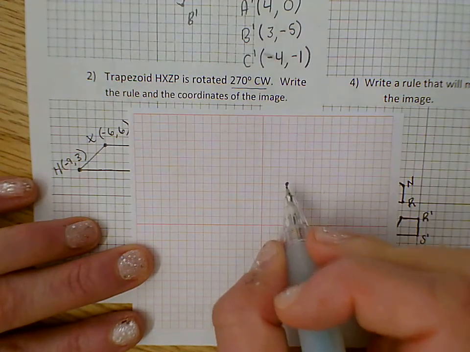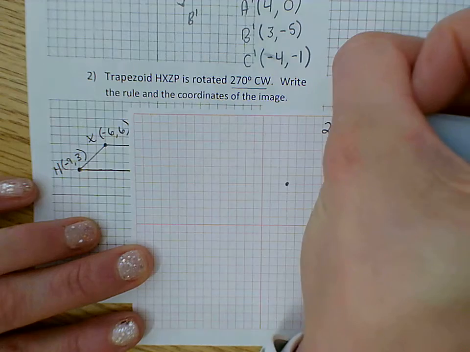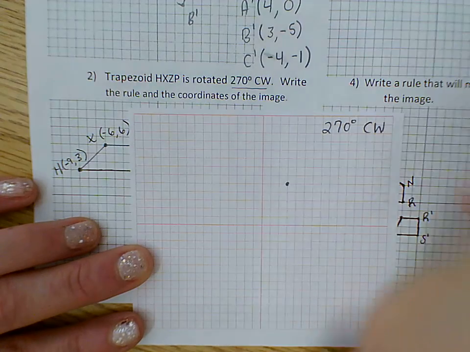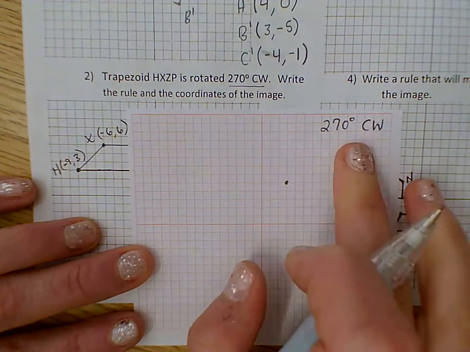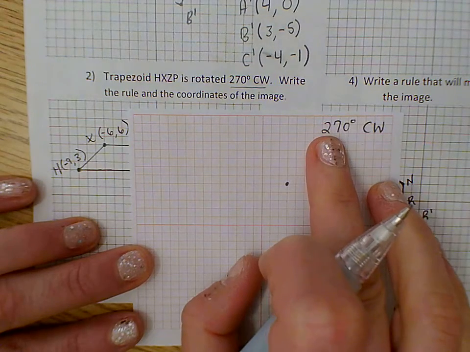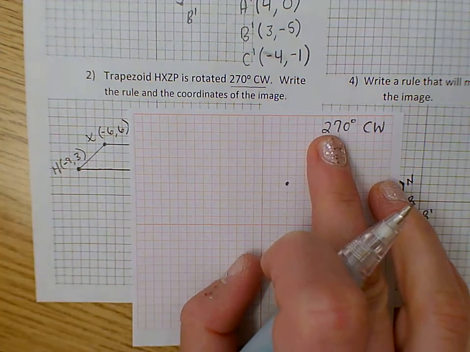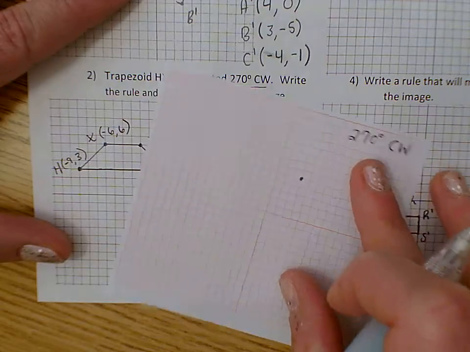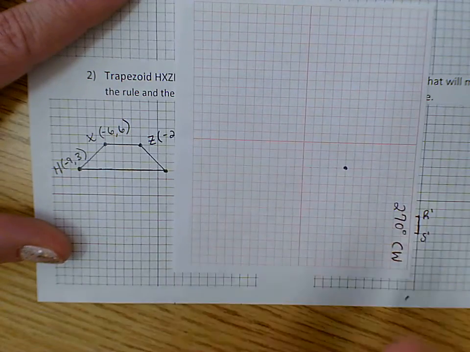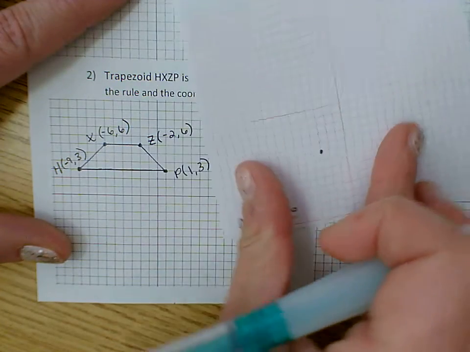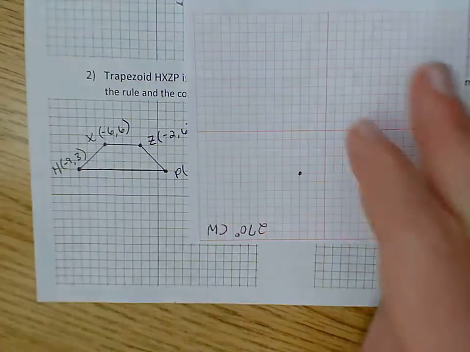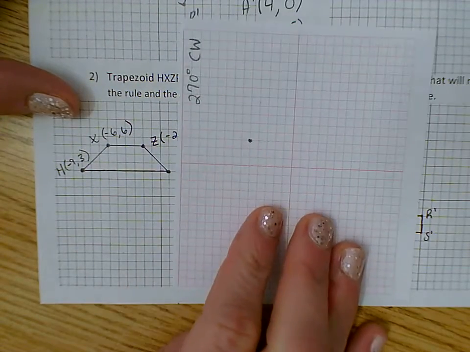And then I'm going to rotate that 270 degrees clockwise. Okay, so clockwise goes with the clock, and then 270 is like 3 90-degree turns. So clockwise, that would be 90. That would be 180. And then that would be 270.